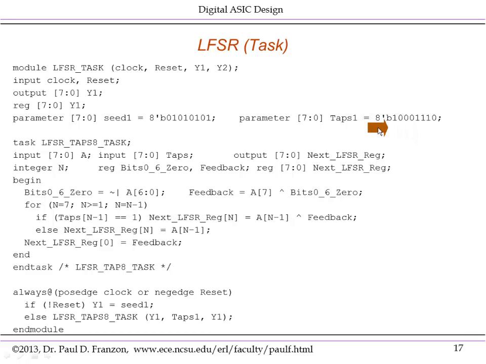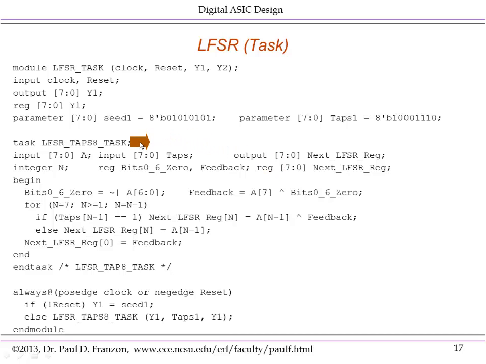If I wanted to, I could have a second parameter, taps2, up here, write this code out a second time for Y2 and taps 2, and produce a second LFSR with a different sequence of pseudo-random numbers. In contrast, the function implementation I had 2 pages ago, each LFSR produced the same sequence, just at different starting points.